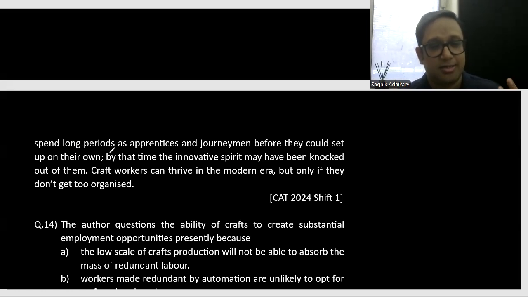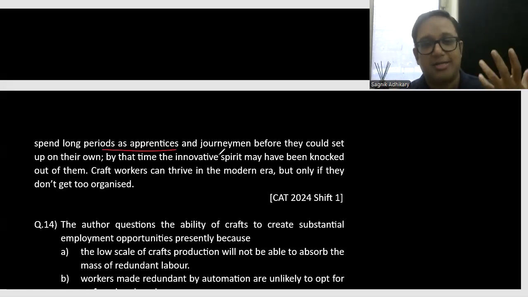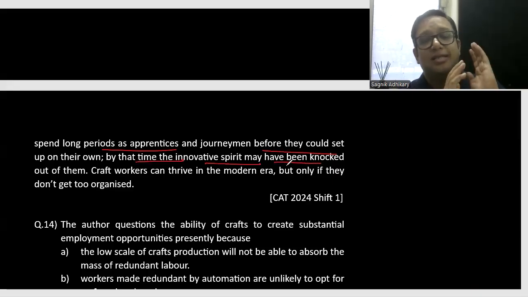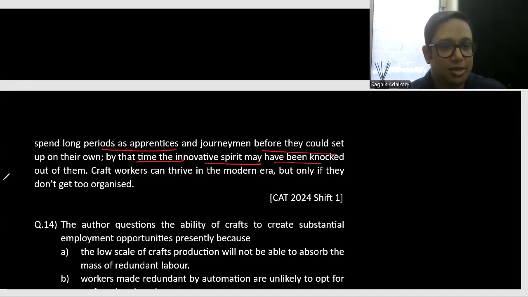Young craftsmen had to spend long periods as apprentices and journeymen before they could set up on their own. By that time, the innovative spirit may have been knocked out of them. By that time, they might have lost the creativity that got them into craftsmanship. So with that, let us look at the questions.